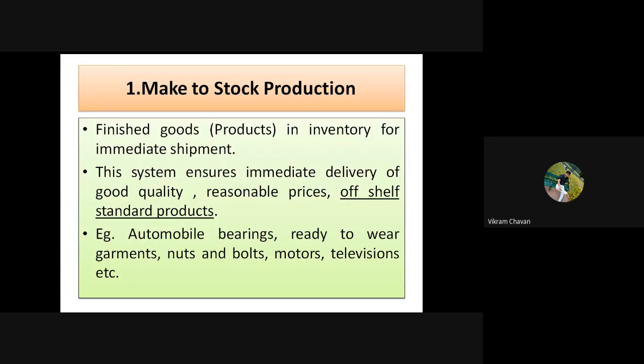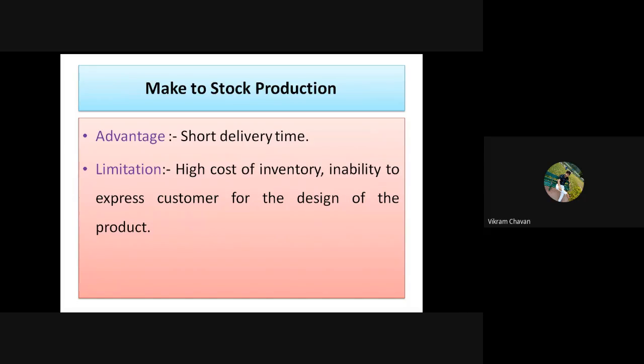The finished goods inventory acts as a buffer or reserve against uncertain demand and stock out situations. The advantage of this system is the shorter delivery time. If you ask the retailer shop or the distributor, they will provide it directly to you, so there will be very little delivery time.